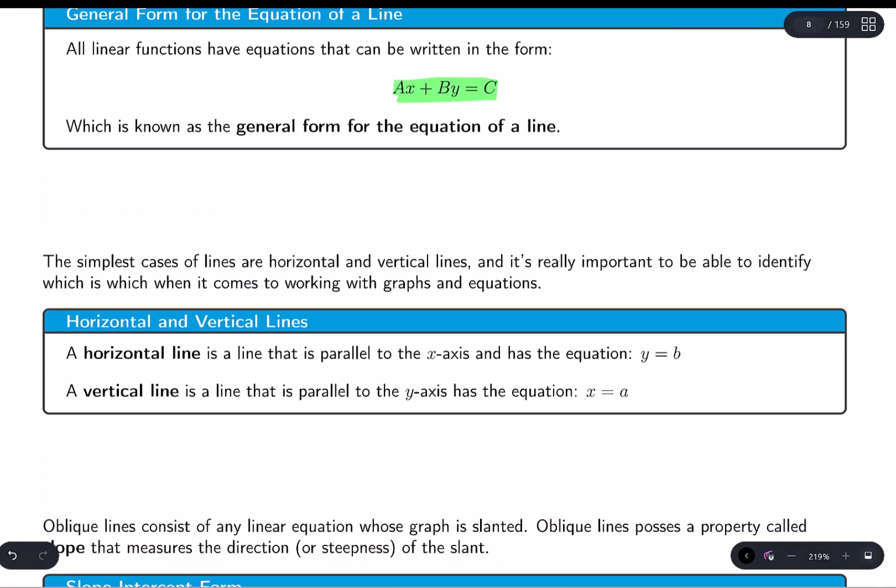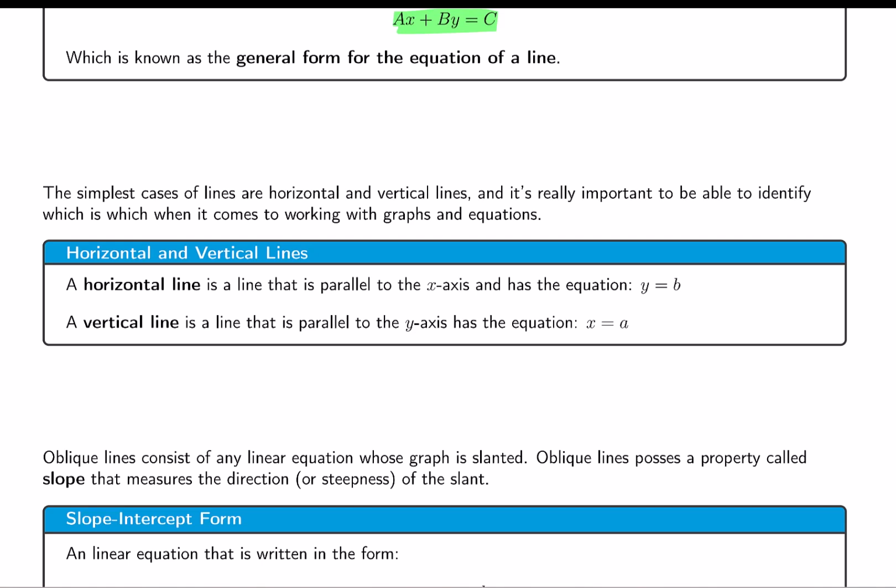Now, let's talk about the edge cases first, the simplest cases of lines, and that's the horizontal and the vertical lines. It's really important to be able to identify which is which when it comes to working with graphs and equations. If you mix them up, if it's always just a guess as to which one's which, you need to get past that. You need to absolutely just know these.